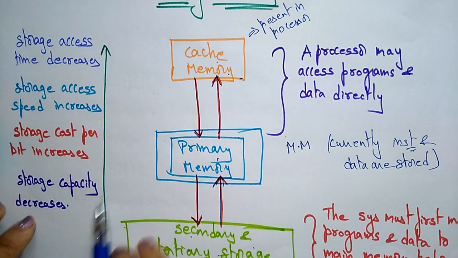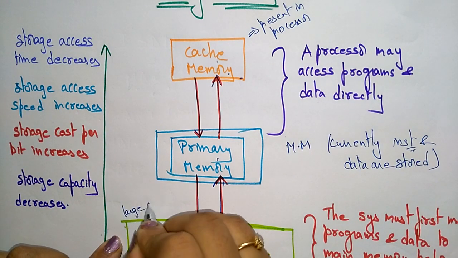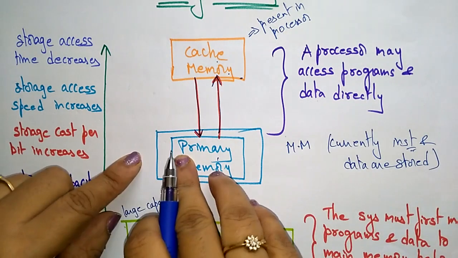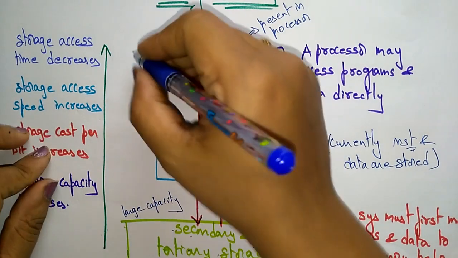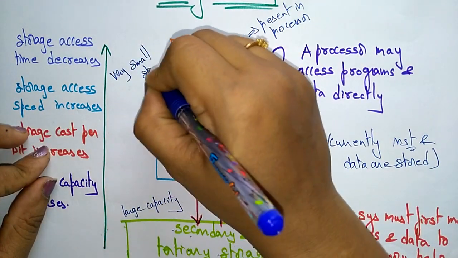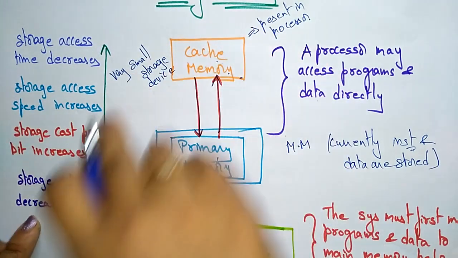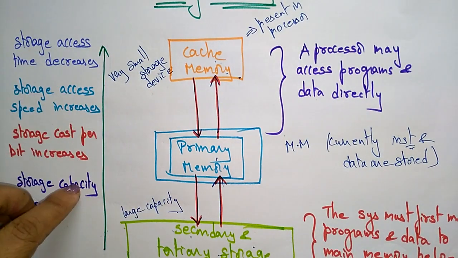And the storage capacity decreases. The secondary has a large capacity, and compared to primary, the cache is a very small storage device. So while going from bottom to up, the storage capacity is decreasing. These are the features of this memory hierarchy.